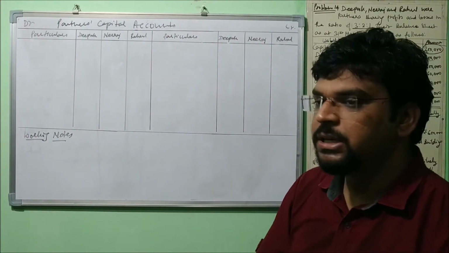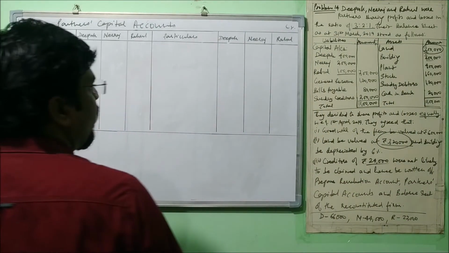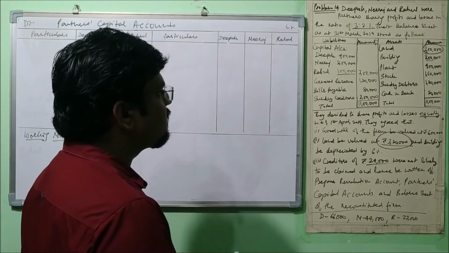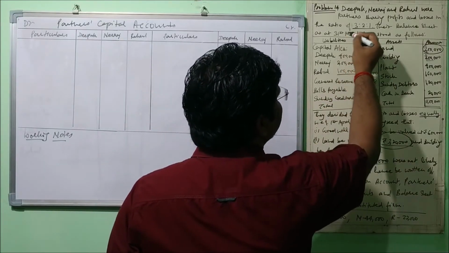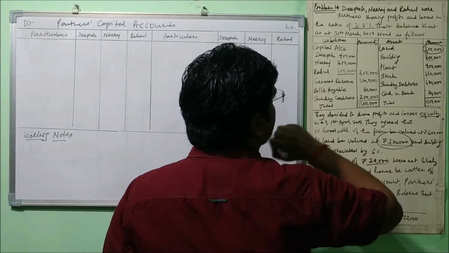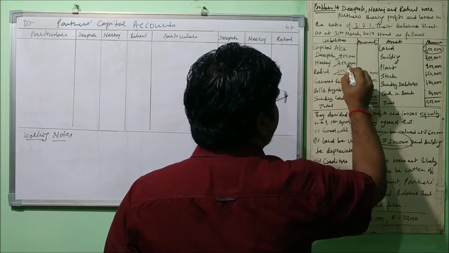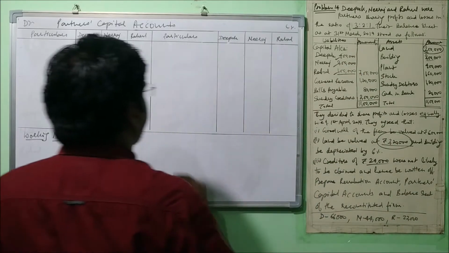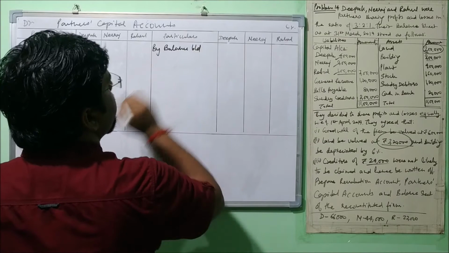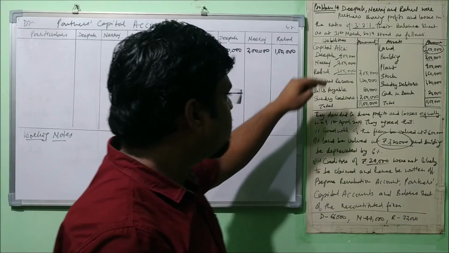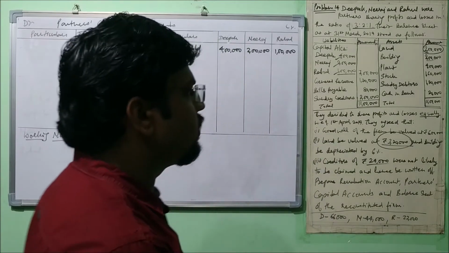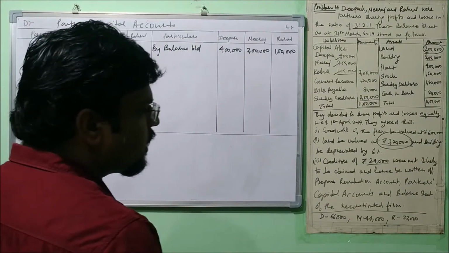I have prepared the format. Okay, so very first we'll have to pass the entry of forwarding the capital at 31st March 2019. So what were the values of capital? 4 lakh, 2 lakh, 1 lakh by balance b/d. Okay, now we'll have to see if there is any reserve. Yes, general reserve is there. Okay, no information is given related to the reserve.